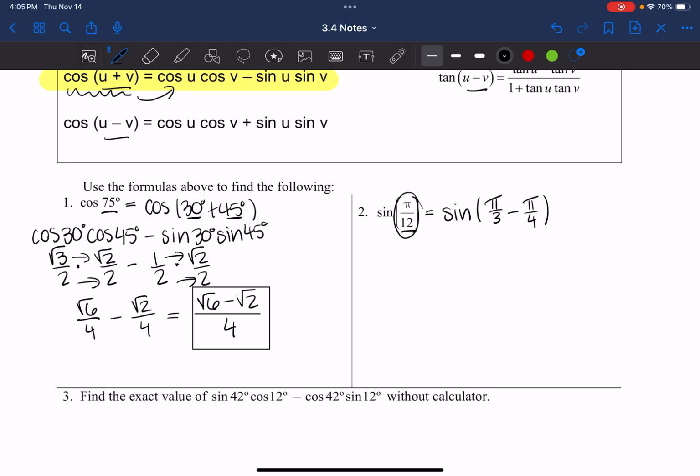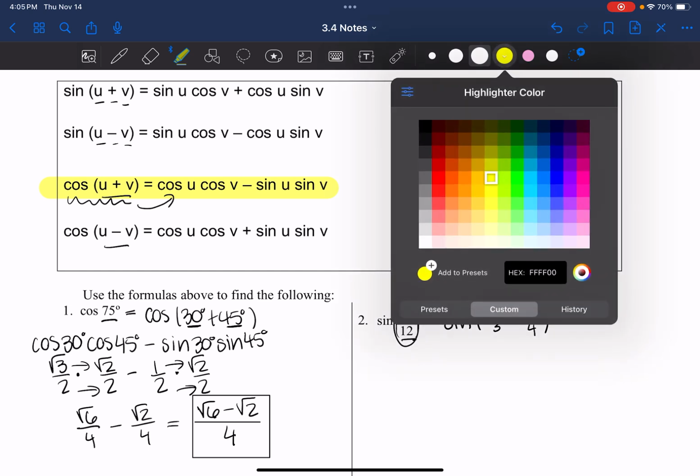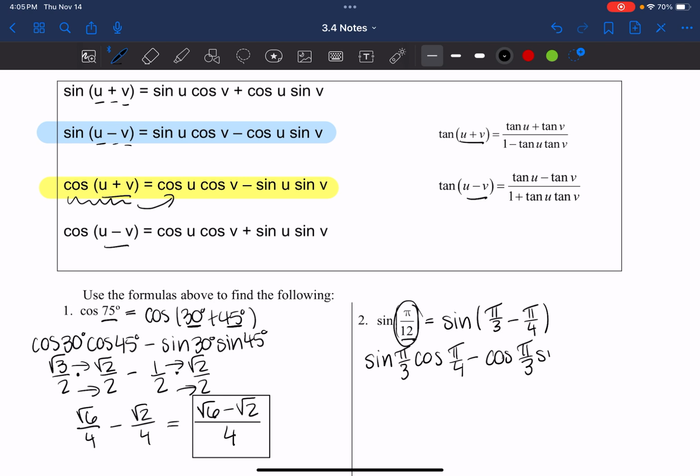Now I just need to look at my table from up above, and I can say that pi thirds minus pi fourths for my sine means I want to use this formula right here. So I'm going to have sine of u, pi thirds, times cosine of v, pi fourths, minus cosine of pi thirds times sine of pi fourths.